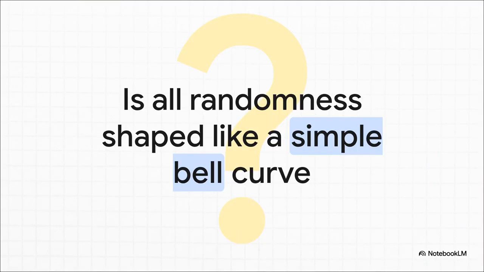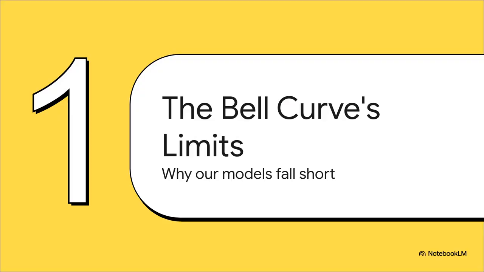it all wrong. You know, for decades, our most powerful models have all been built on this one simple idea, that random events, all the noise and unpredictability in a system, follow a nice, neat, symmetrical bell curve. But what happens when the real world is, well, a lot messier than that? And that gets us right to the heart of the problem.